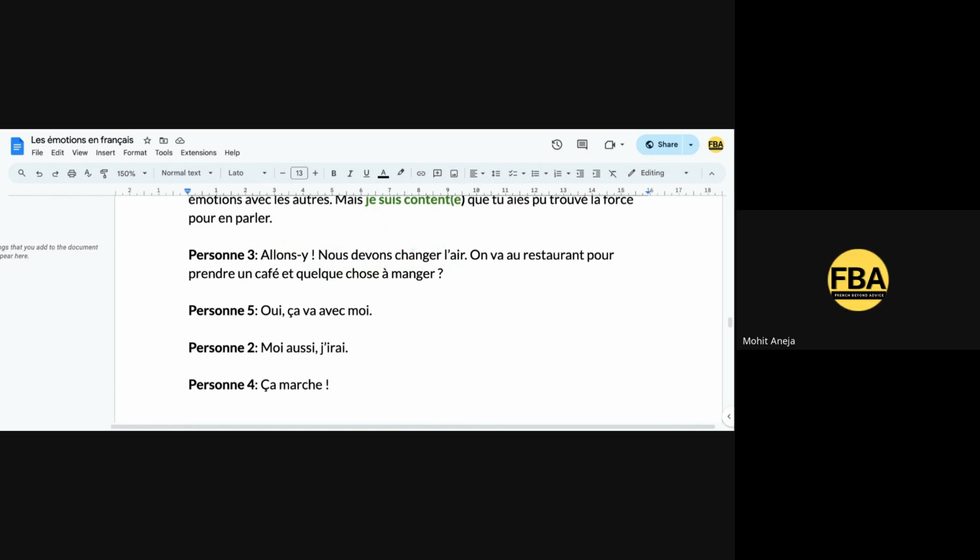Very nice. So nous devons changer l'air. We need to change. It's necessary that we change l'air. Literally speaking they're saying हमें हवा बदलनी पड़ेगी. ठीक है? But what they mean is we need to change the mood. I get it. We need to change the atmosphere. We need to change the surroundings. Basically, we need to go somewhere.